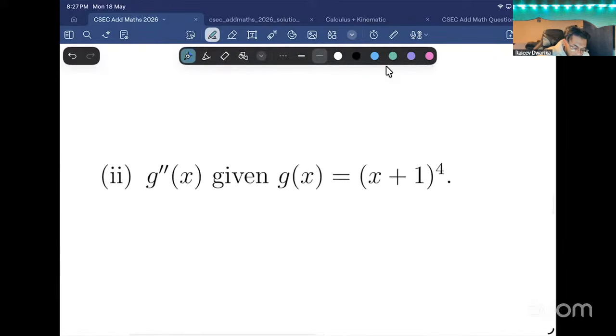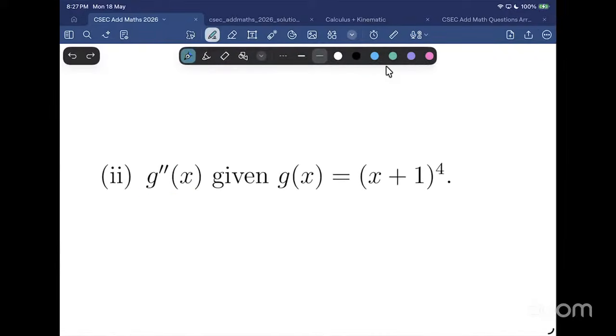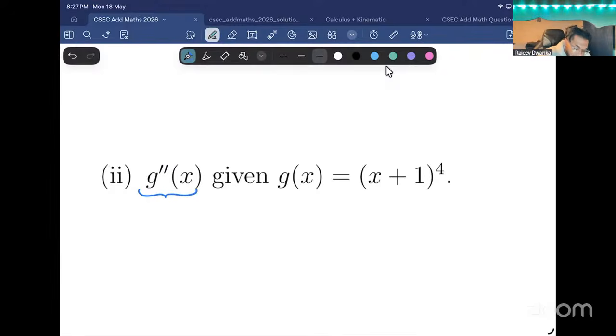So you see this notation over here? Is that a second derivative or something? You're hitting it on the head. This is the second derivative, because you have two little dashes on top.